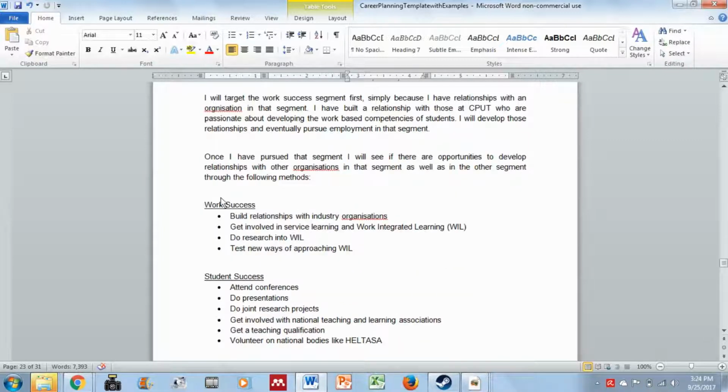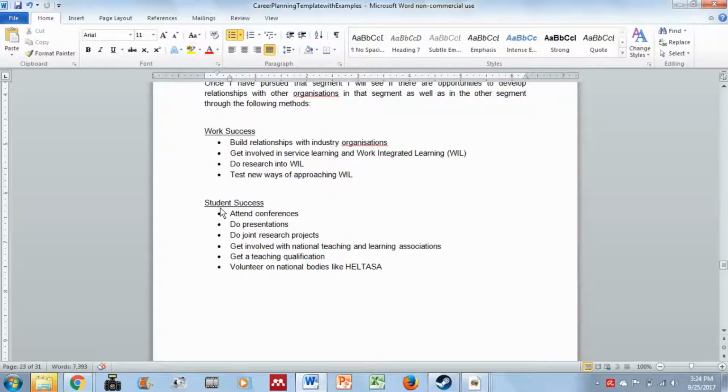Okay, work success. I will build relationships with industry organizations. I will get involved in service learning and work integrated learning. I will do research into work integrated learning, and I will test new ways of approaching work integrated learning, and I'm doing all of that in my masters. Okay, then I'll move to student success segment.